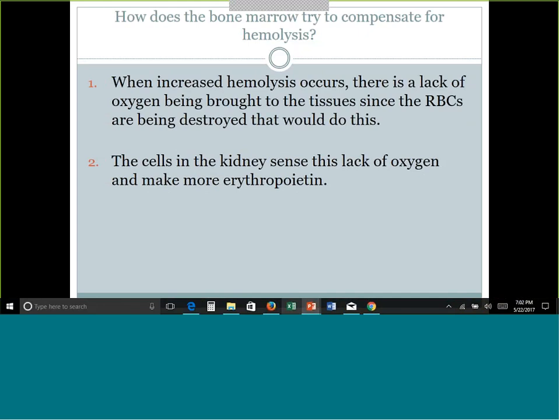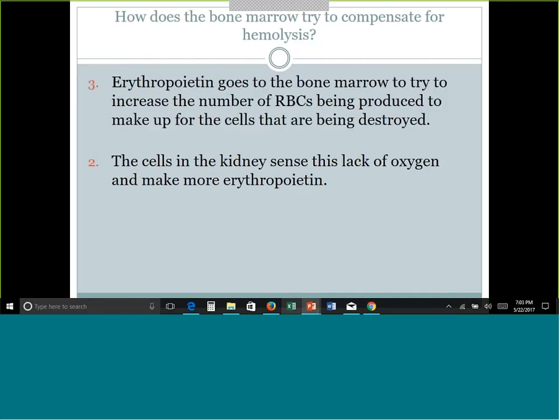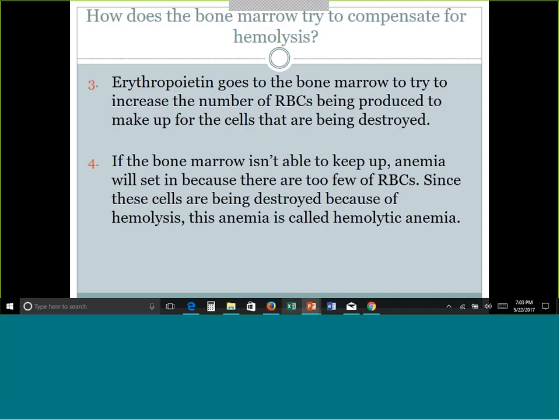All right, so how does the bone marrow try to compensate for hemolysis? When there is increased hemolysis occurring, there's a lack of oxygen being brought to the tissues since those red cells are getting destroyed. As a result, remember, your kidneys have oxygen-sensing cells in them. They will sense that there's low oxygen in the tissues and produce more erythropoietin. That erythropoietin will go to the bone marrow to try to pick up the number of red cells being produced, so that we can speed up the production to get more red cells into the blood. Again, if the bone marrow isn't able to keep up, anemia will set in because there are just too few red cells.